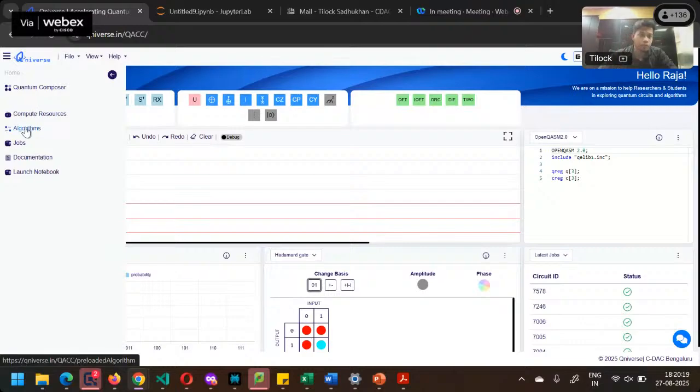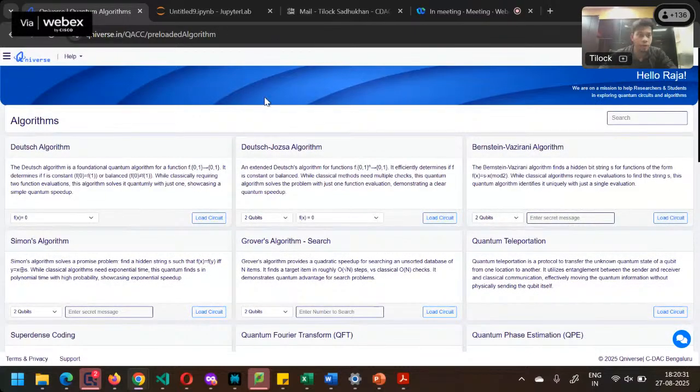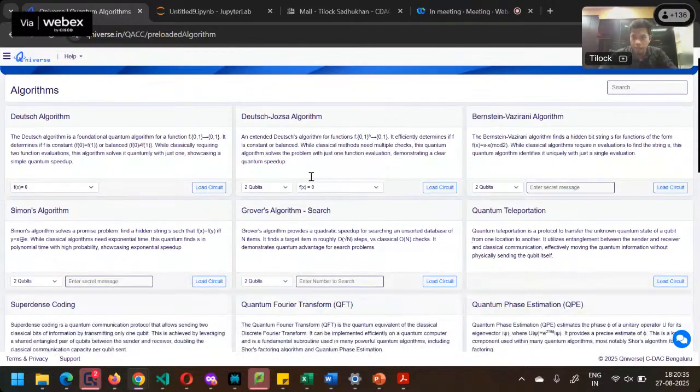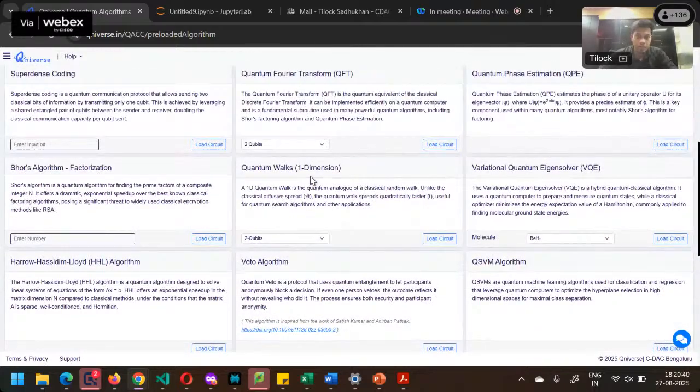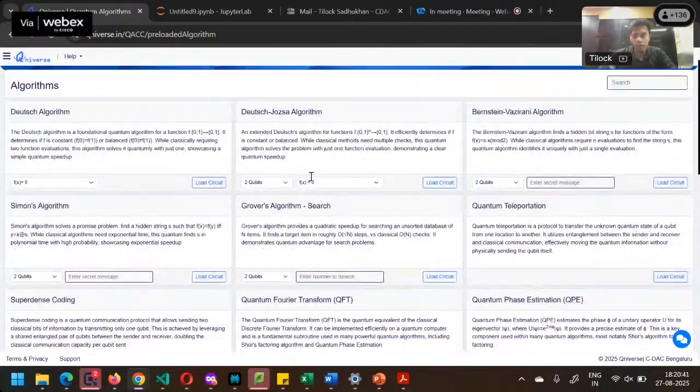There are already a lot of algorithms. After logging in, if you go into the algorithm section, you can see all the algorithms that are already implemented here. You can explore and play with these algorithms and do your own analysis, whatever you want.